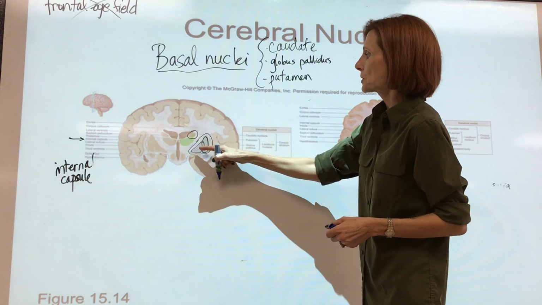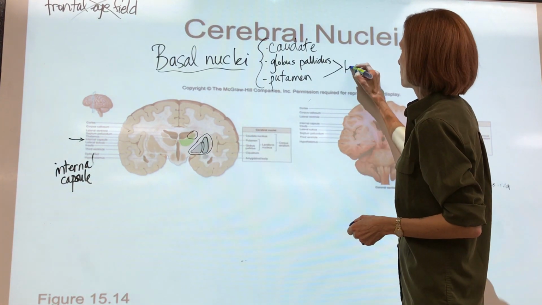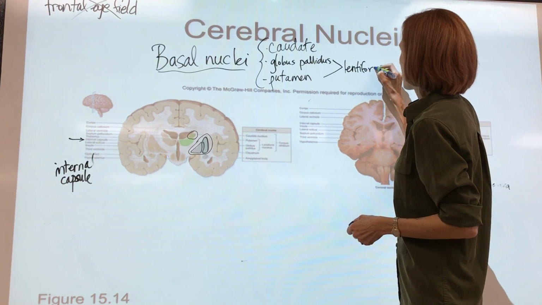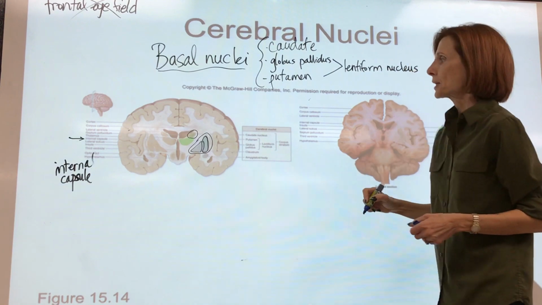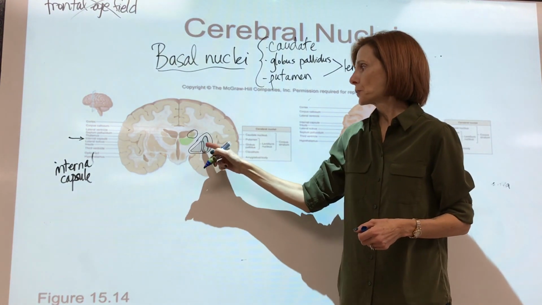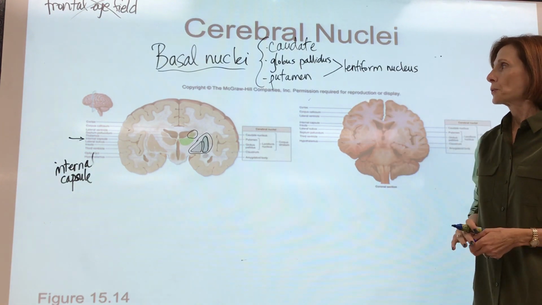Okay, and these two together have a name. If you want to group them together, you can call them the lentiform nucleus. I would like you to know them individually, but just so you know, together they are called the lentiform nucleus.